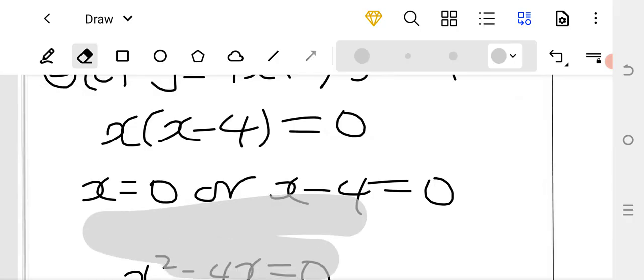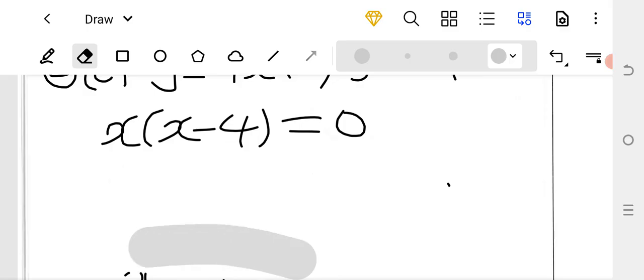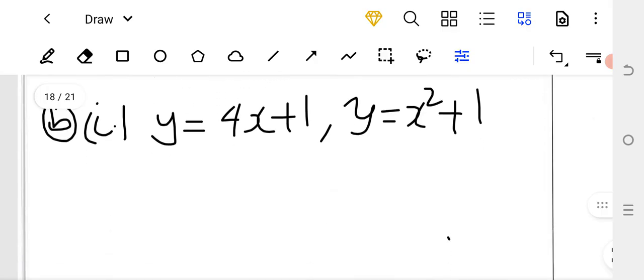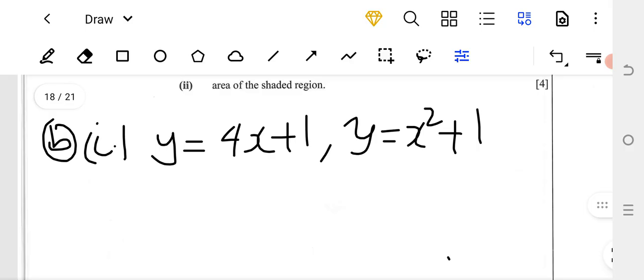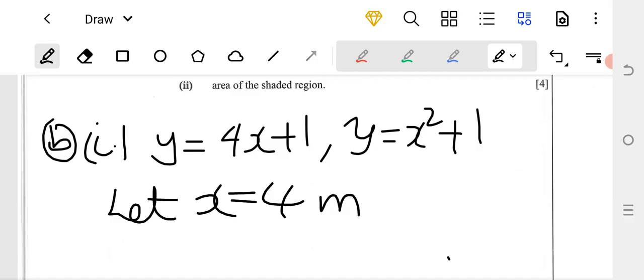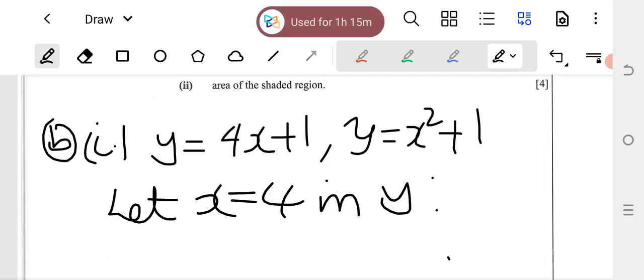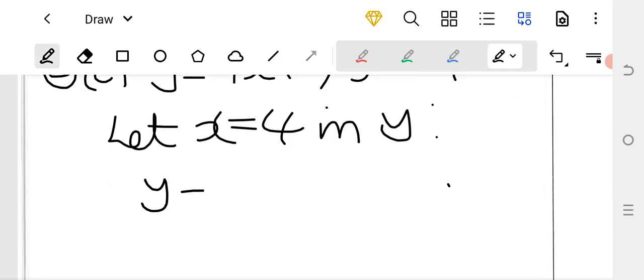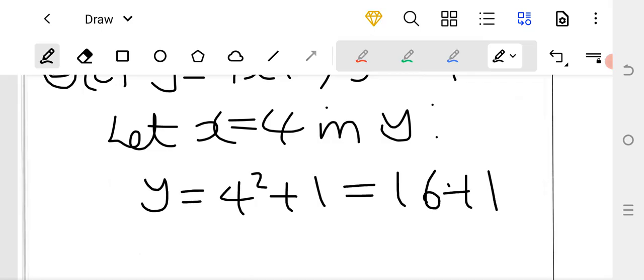So we can rub. We'll say let x be equal to 4 in y. So you can choose any of your equations. I will choose this one. Y is equal to 4 squared plus a 1, which is 16 plus a 1. Y is equal to 17.